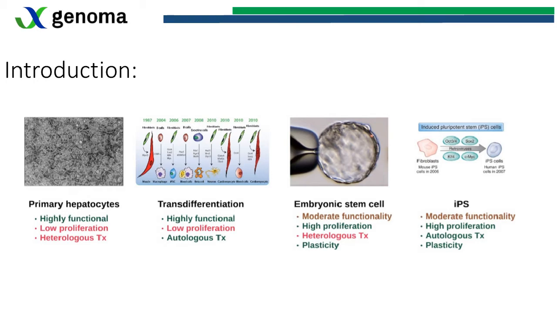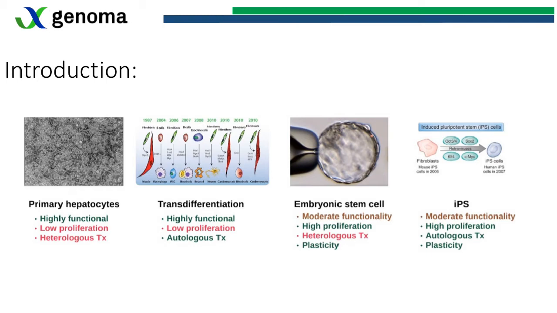But we do have also stem cells. We have embryonic stem cells, which have this plasticity that can generate any cells of your body. Once you differentiate them, the cells at the end of the differentiation do have a moderate functionality. That means that the hepatocytes differentiated from embryonic stem cells are not fully mature. They are more like a fetal phenotype. But the embryonic stem cells are highly proliferative cells, so we can generate tons of cells within days. And that's very important for the liver, as I mentioned. However, embryonic stem cells will always generate heterologous transplantation.